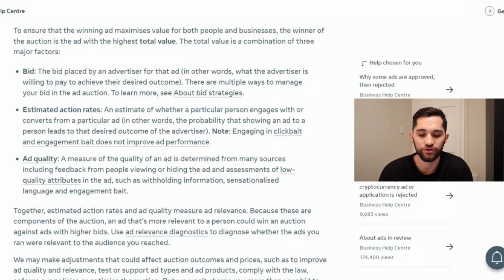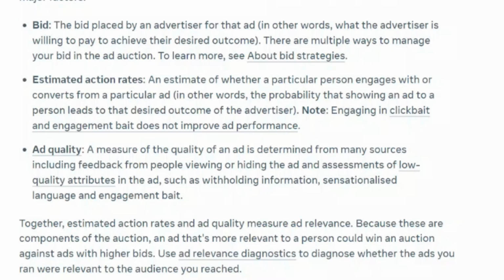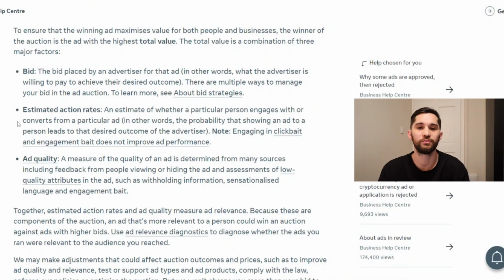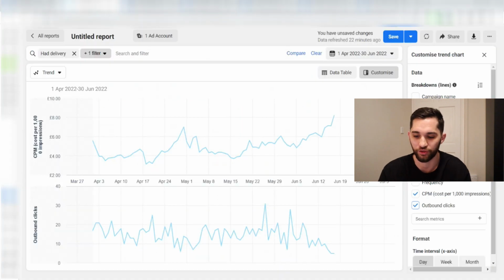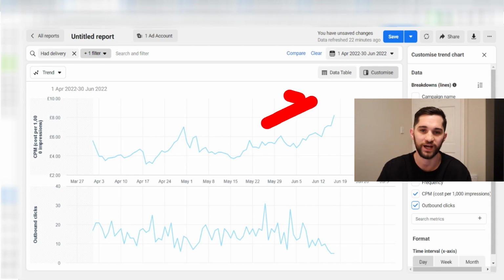The second one I find quite interesting when we're looking at CPMs and why your CPMs might be increasing. So this is estimated action rates. Facebook will determine how likely they think an audience that is being bid for is to click on your ad and then go and convert. So if your CPM, your cost per 1,000 impressions, is increasing, it also means, as you can see from this chart on the bottom, that the number of people that you reach will be less. Therefore, the number of people who click on your ad will be less. So you can see this at the bottom here for outbound clicks. You can see as the CPM goes up, the outbound clicks go down.